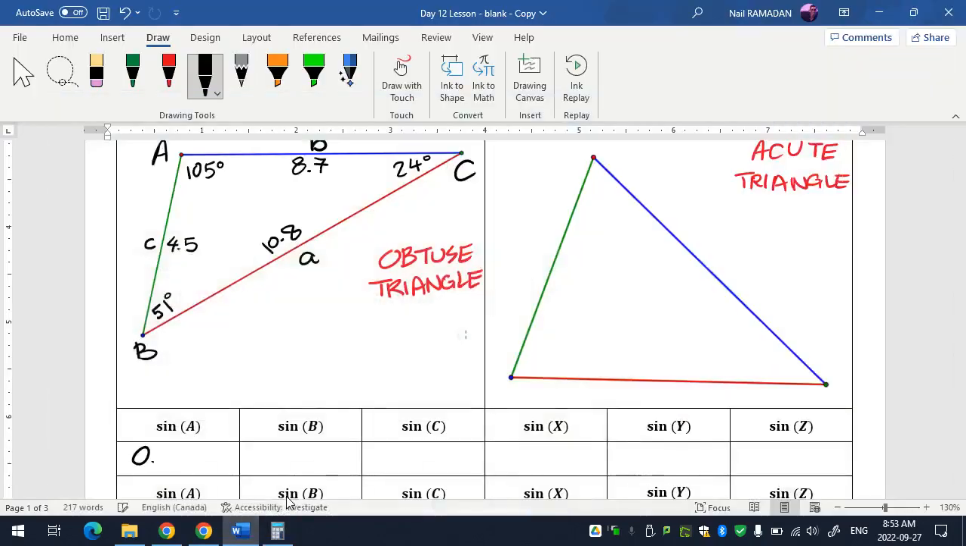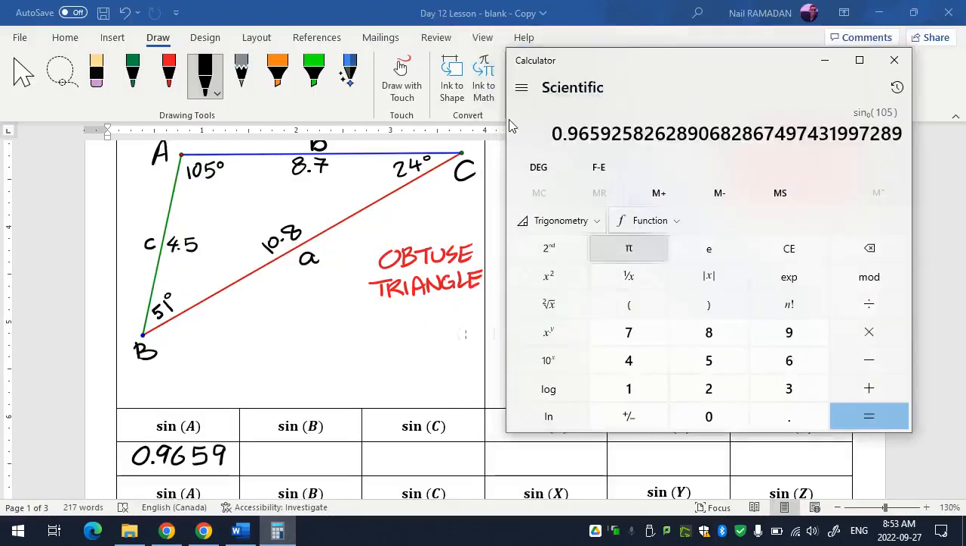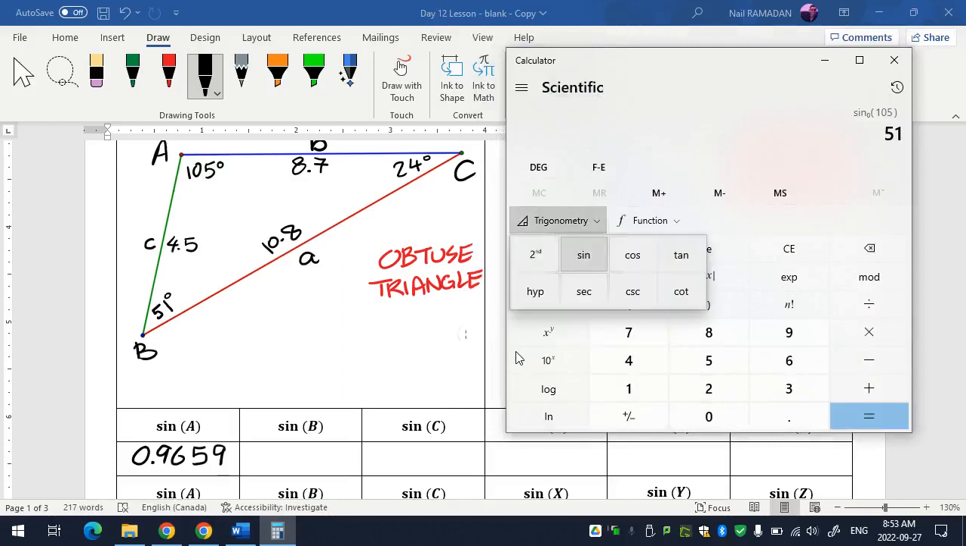0.9659. All right. Next, sine of B. So clear. What's B? 51 degrees. Trig, only do the sine.